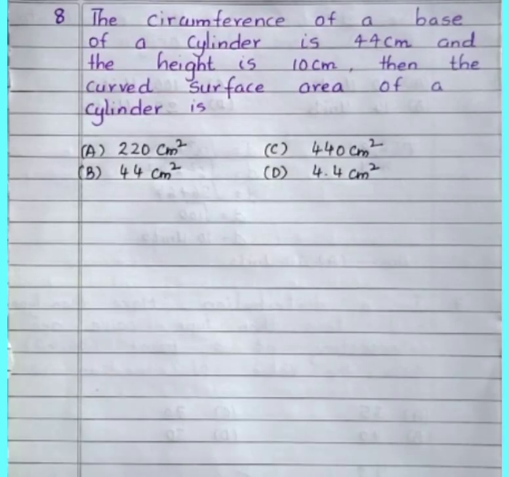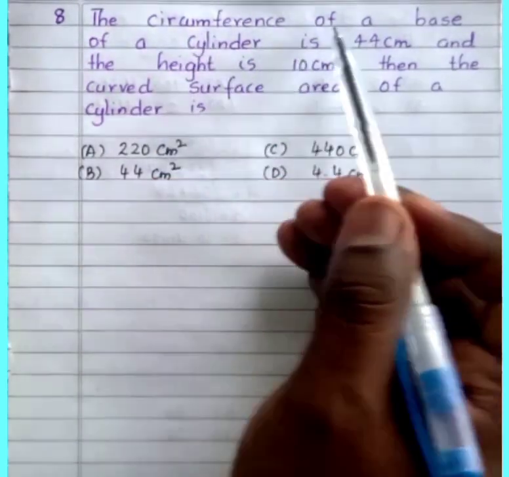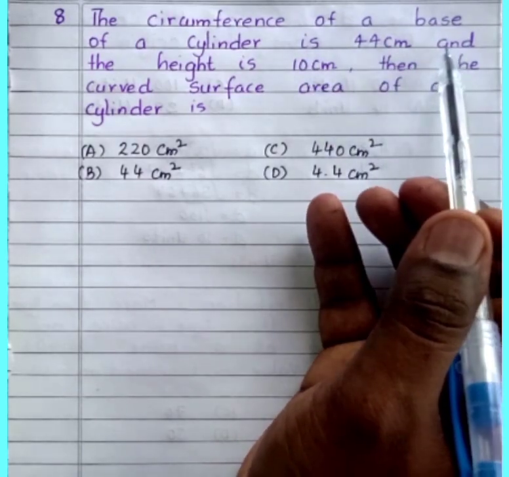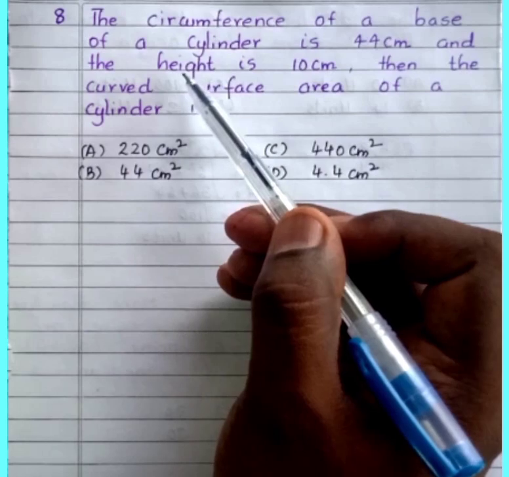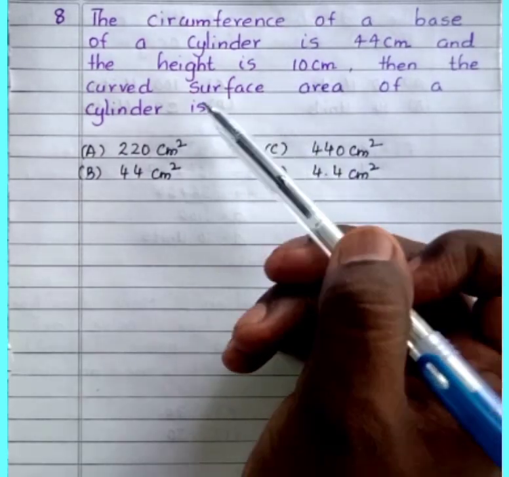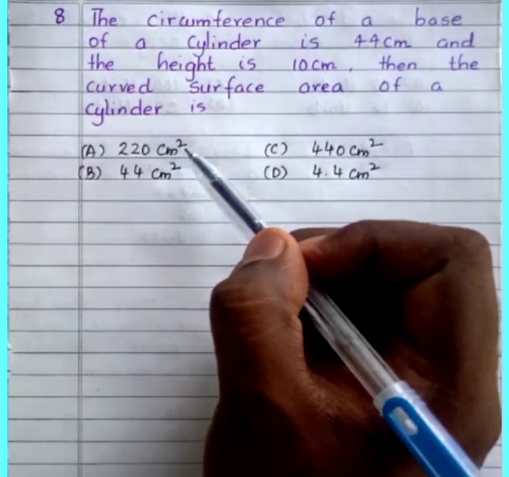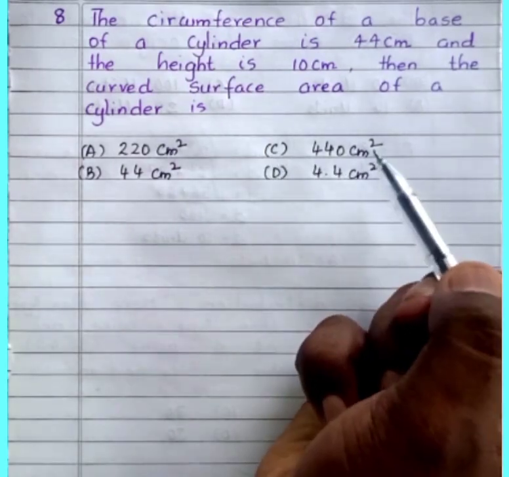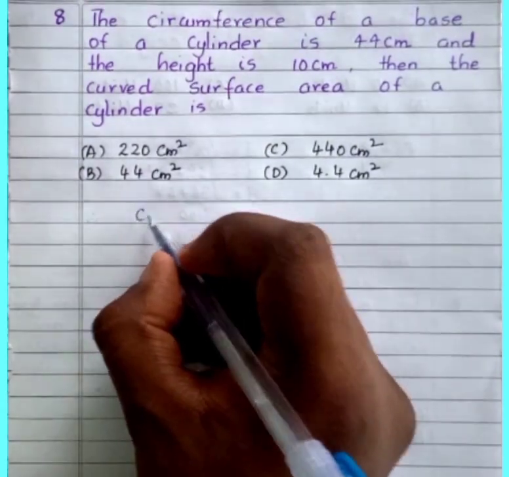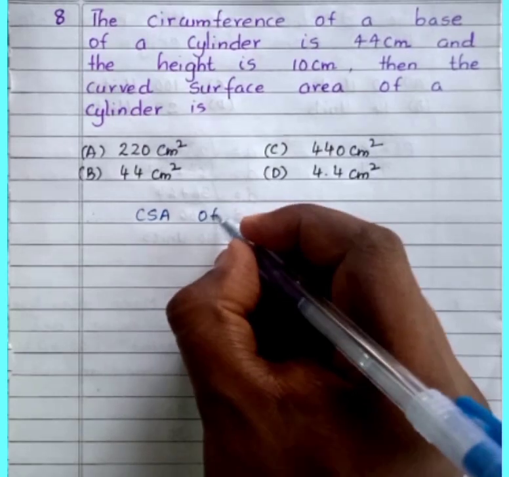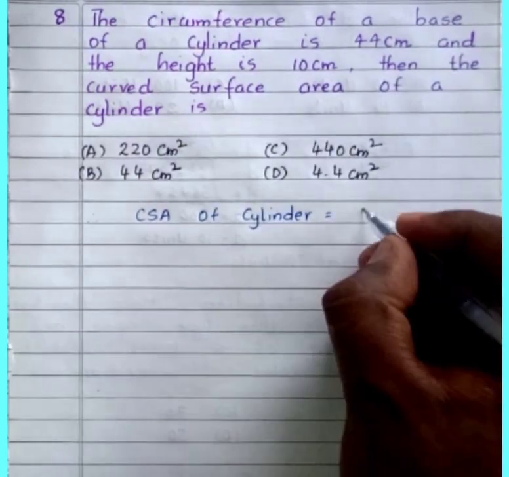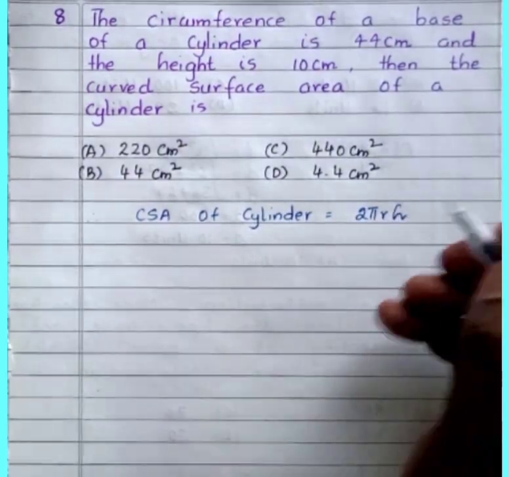Moving to next question. The circumference of a base of a cylinder is 44 centimeter and the height is 10 centimeter. Then the curved surface area of a cylinder is option A 220 centimeter square, option B 44 centimeter square, option C 440 centimeter square, option D 4.4 centimeter square. Now students, we know that the curved surface area of cylinder is given by the formula 2 pi RH.